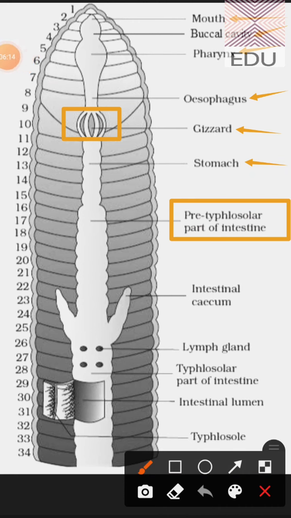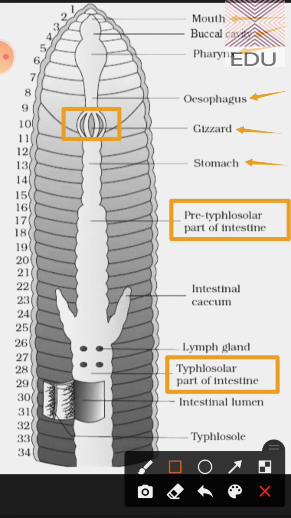The second part over here is the tiflosolar part of the intestine. So first is the pre-tiflosolar, second is the tiflosolar part, and third is the post-tiflosolar part of the intestine. And that third part is not shown over here because it contains the last segments of the earthworm. So students, if we take the central part first, I should first explain what is Tiflosol and why it is called the tiflosolar part of the intestine.